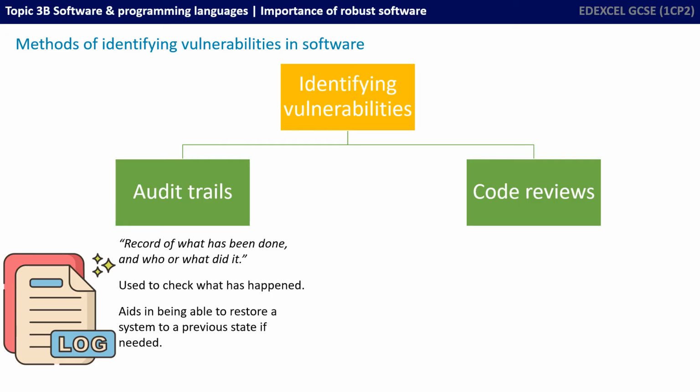So an audit trail is a record or a log of what's been done and, importantly, who did it or what they did, typically with additional information such as the time they did the action and possibly the privileges they had. If we keep detailed audit trails of a system, we can use it to check what has happened. This can aid in being able to restore a system to a previous state if required.